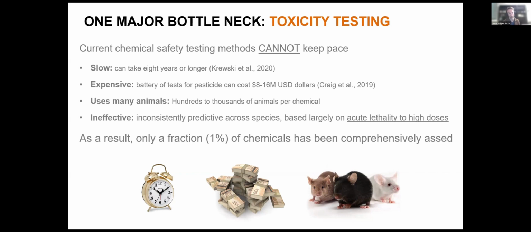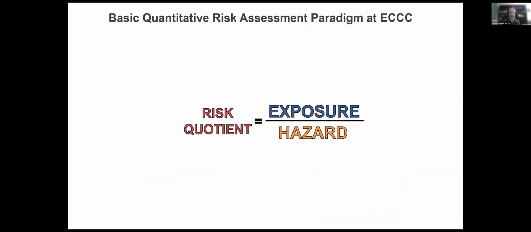The traditional methods of toxicity testing just can't keep pace with the amount of chemicals that we need to regulate. The methods are slow, expensive, they use a lot of animals, and they're generally not that effective. They're inconsistently predictive across species, and this is because they're largely based on high doses and acute lethality. And so as a result, only a small fraction of these chemicals have been comprehensively assessed for safety.